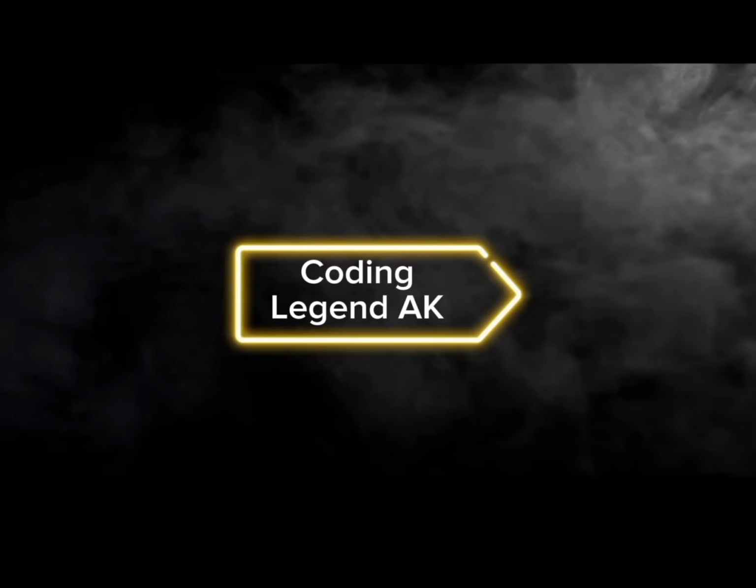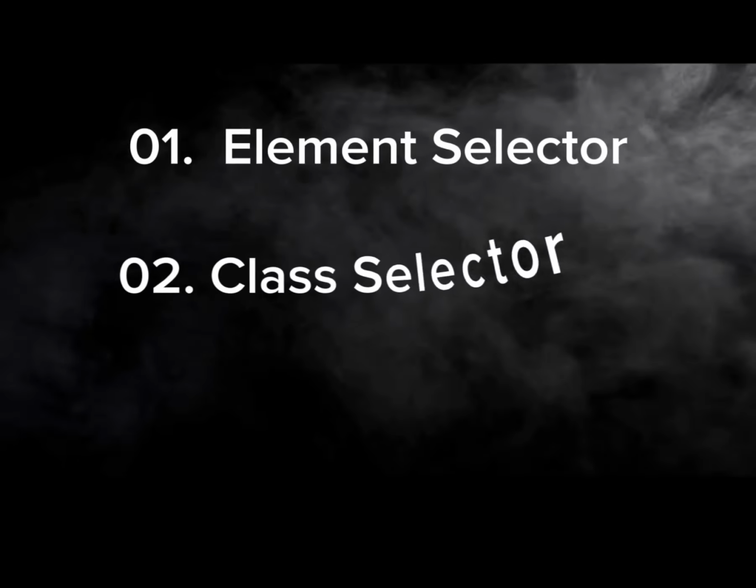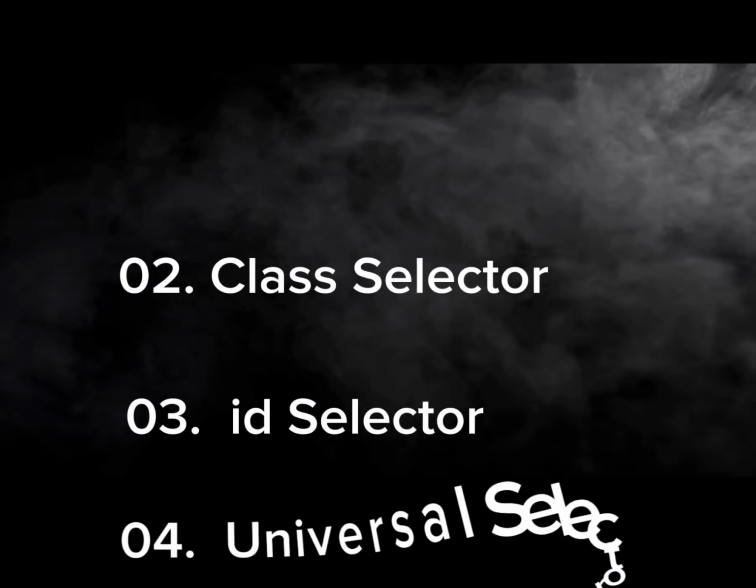Hello viewers, in today's video we are going to discuss types of selector. There are four types of selector. The first one is element selector, the second one is class selector, the third one is ID selector, and the fourth one is universal selector. So let's start our lecture.